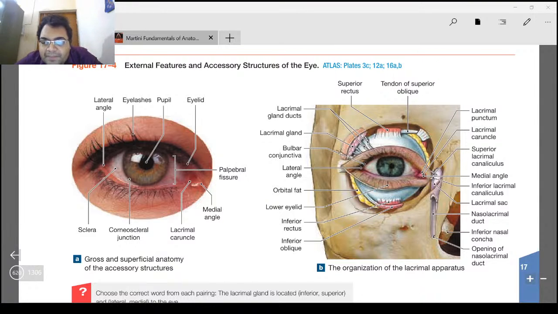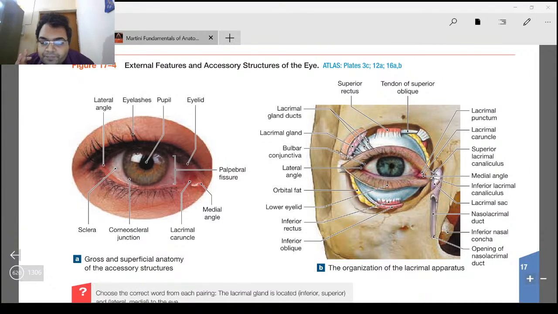The next one is the eyelashes. The eyelashes are usually associated with large sebaceous glands. Those sebaceous glands are oil secreting glands present in the eye. They are known as meibomian glands, or simply the tarsal glands, which are not shown here, but our eyes do contain the tarsal glands, or meibomian glands, which are the oil secreting glands present in our eyes.